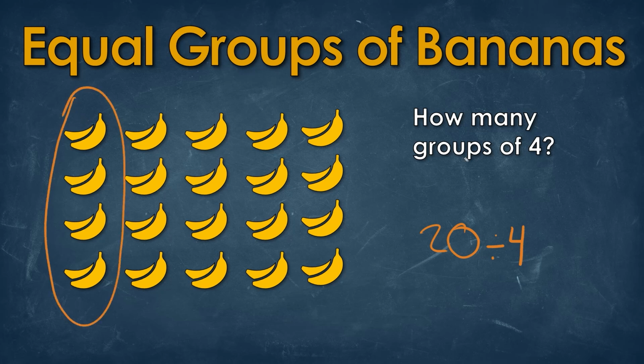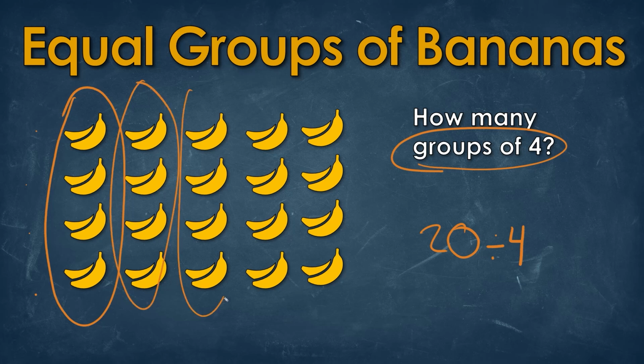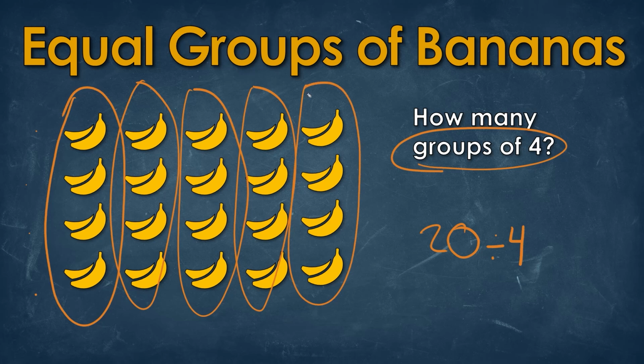So if we're going to group everything with 4 bananas, well, we have 1, 2, 3, 4 bananas here, so that's one group. Let's do another group, and we're going to group all of our bananas until we have the total amount of bananas grouped. So again, we have 1, 2, 3, 4, 5 groups. So how many groups of 4? There's a total of 5.